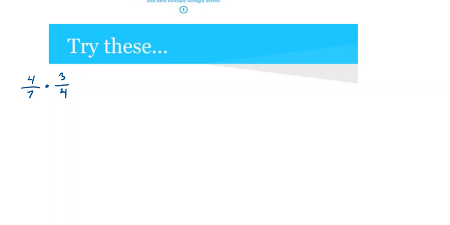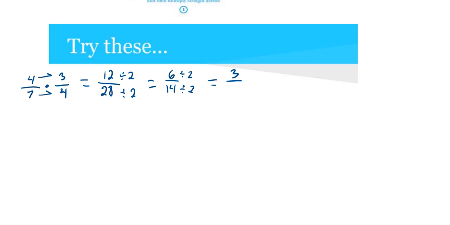All right, I see some people working it out here. Let's do the same method, right? So straight across when we're multiplying. So 4 times 3 is 12. 7 times 4 is 28. Okay, and then you're like, even numbers, so I can divide the top by 2 and the bottom by 2. 12 divided by 2 is 6. 28 divided by 2 is 14. And I've still got even numbers, so I can do it again, dividing by 2, and we get 3 over 7.